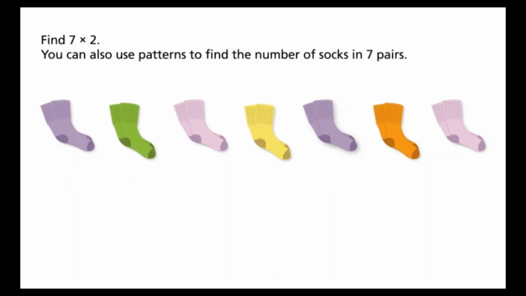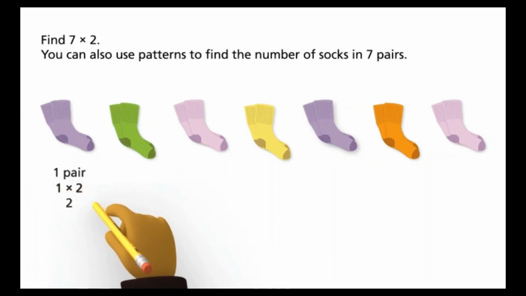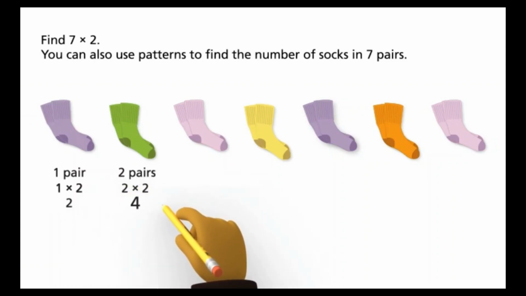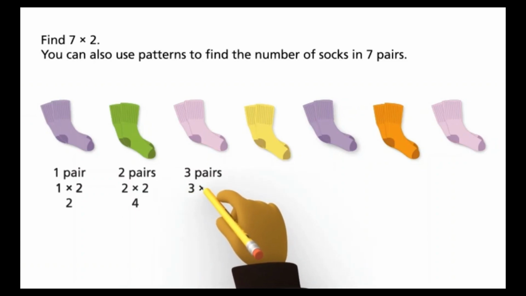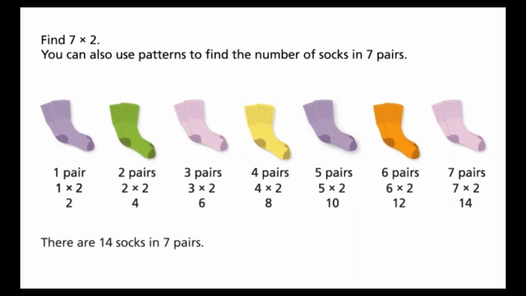You can also use patterns to find the number of socks in 7 pairs. 1 pair of socks has 1 times 2, or 2 socks. 2 pairs of socks have 2 times 2, or 4 socks. 3 pairs of socks have 3 times 2, or 6 socks. 7 pairs of socks have 7 times 2, or 14 socks. There are 14 socks in 7 pairs.